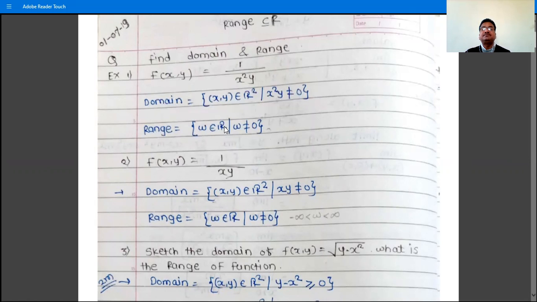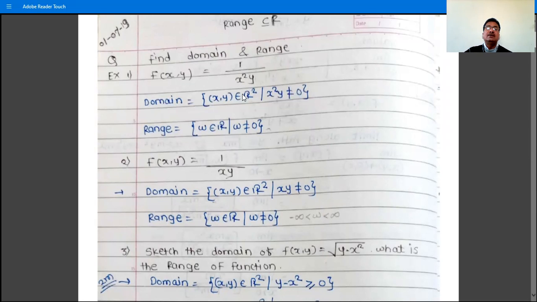And range is what? Range means the set of images. So suppose x and y both are 1, f of (1,1). What is the image of (1,1)? It is 1 by 1 square into 1, that is 1 by 1, which means 1. Image of (1,1) is 1. Image of (1,2), suppose (1,2), then 1 square into 2, 1 half is the image of (1,2). Like that. So what is the pre-image of 1 by 2? Suppose 1 by 2 is (1,2).